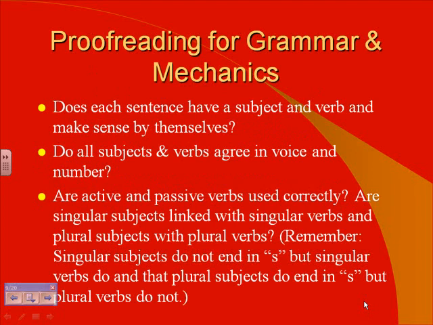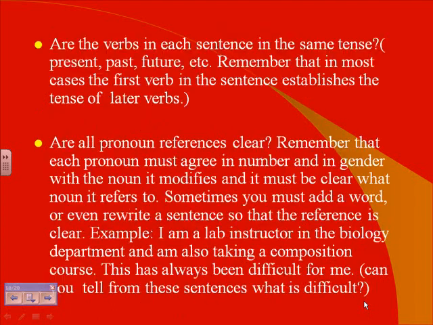Proofreading for grammar and mechanics. Does each sentence have a subject and a verb and make sense by itself? Do all subjects and verbs agree in voice and number? Are active and passive verbs used correctly? Are singular subjects linked with singular verbs, and plural subjects with plural verbs? Remember, singular subjects do not end in S, but singular verbs do, and plural subjects do end in S, but plural verbs do not.